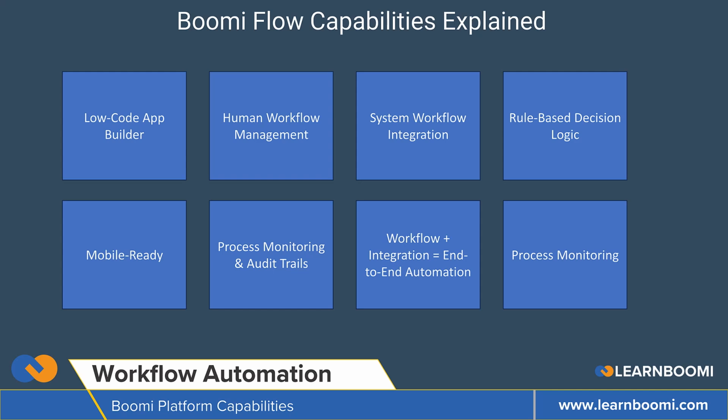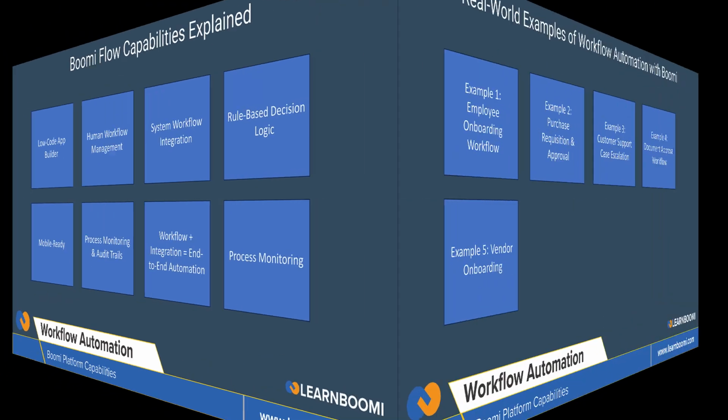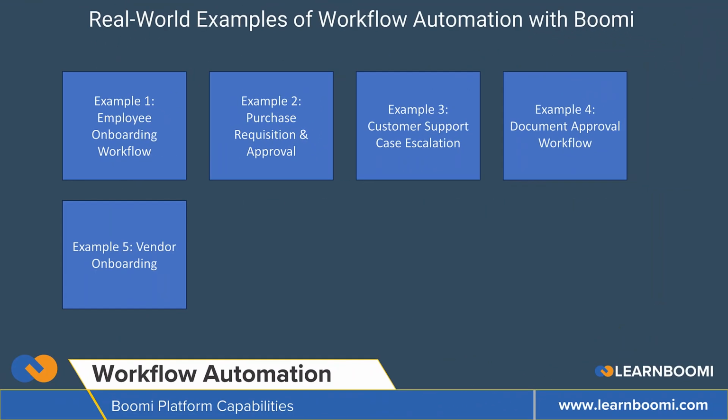The next is workflow plus integration equals end-to-end automation. Boomi Flow combined with Boomi integration enables a complete automation ecosystem. Example: workflow triggers a Boomi integration that updates system A and system B. Workflow continues for the next human step, and once the human step is complete, the next step in the process will continue. This allows companies to build smart and connected workflows. Let me give you some real-time examples of workflow automation with Boomi. Let's look at how organizations use Boomi Flow in real-time scenarios.